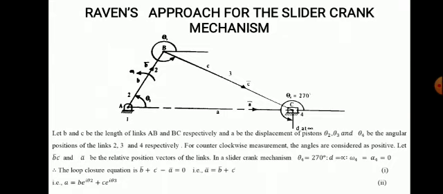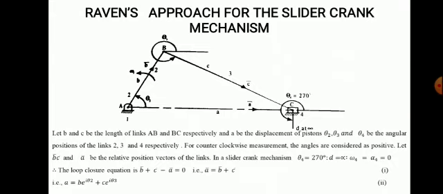Let b bar, c bar and a bar be the relative position vectors of the links. In the slider crank mechanism, theta 4 is 270 degrees, and alpha 4 is equal to 0.